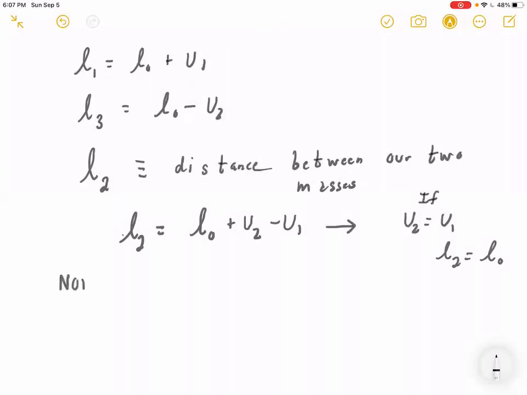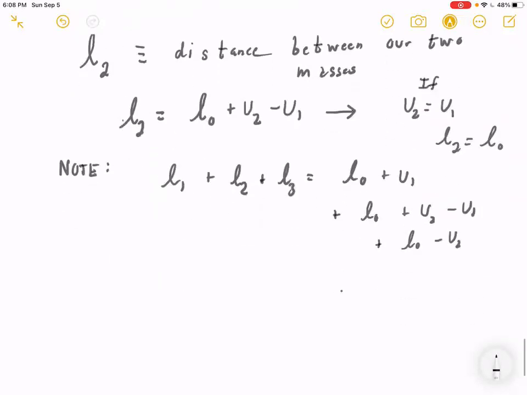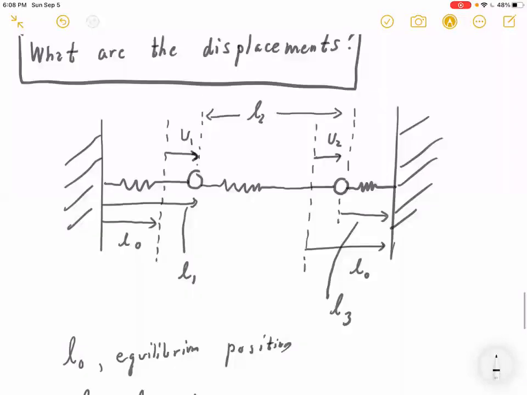So let's check all of this to make sure it makes sense. If you add L sub 1 to L sub 2 to L sub 3, you get L naught plus U sub 1, plus L naught plus U sub 2 minus U sub 1, plus L naught minus U sub 2, and lo and behold, you get 3 times L naught, which makes perfect sense. The distance between the two walls should simply be 3 times L naught.